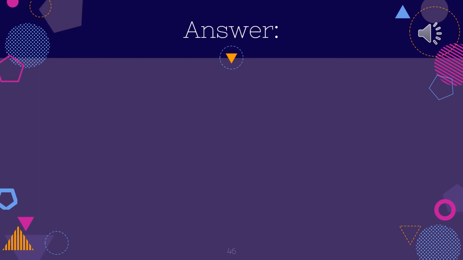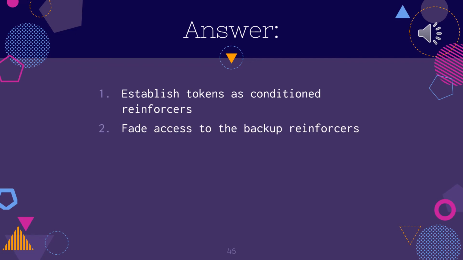The answer to the previous question, what 3 areas were discussed in the previous video regarding token economy success, are 1. Establish tokens as conditioned reinforcers, 2. Fade access to the backup reinforcers, and 3. Considerations regarding token loss. I'll give you some time to get this answer filled in on your homework sheet.